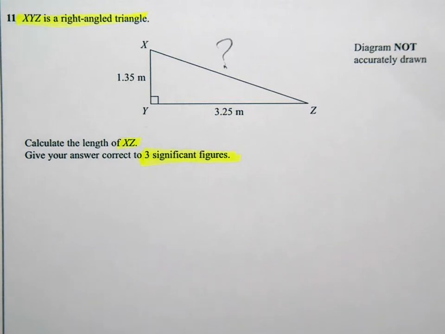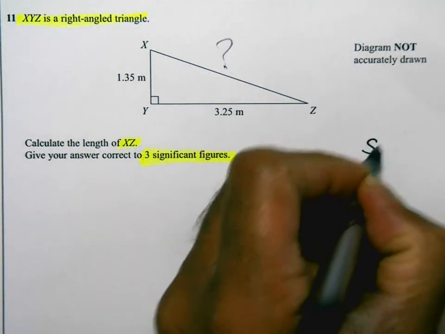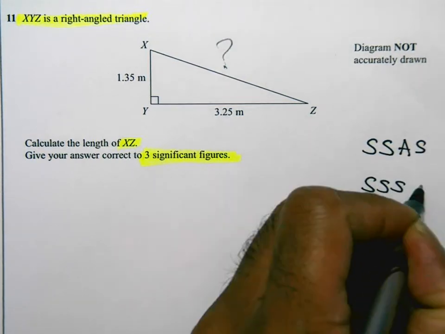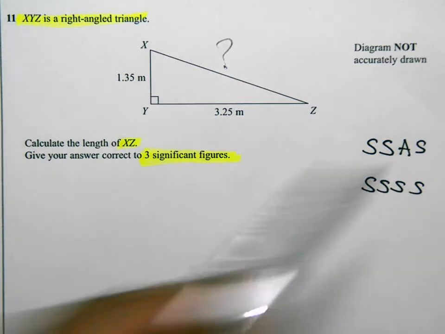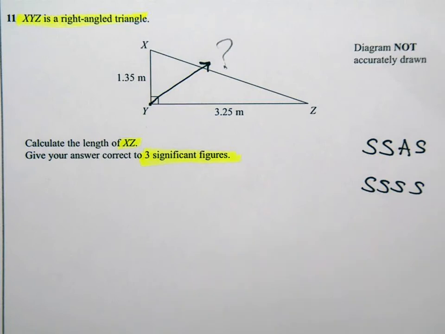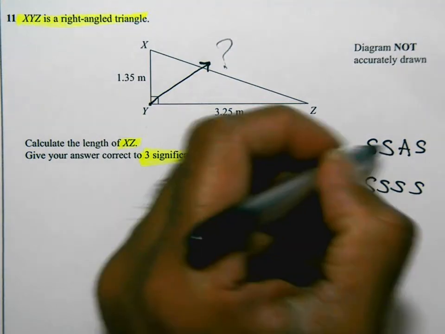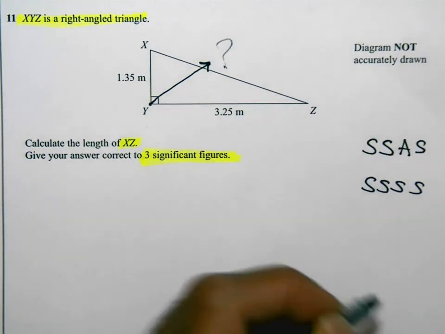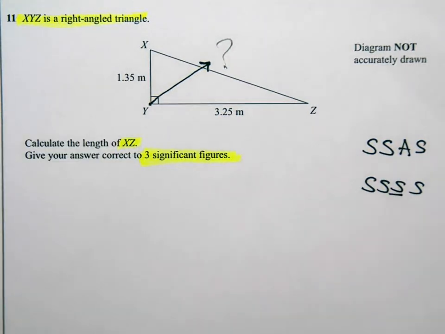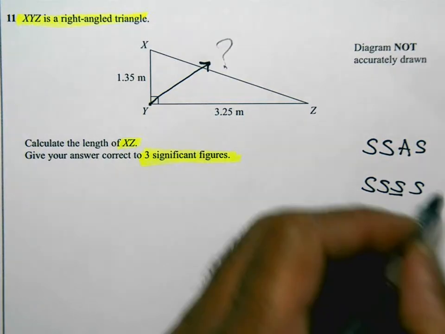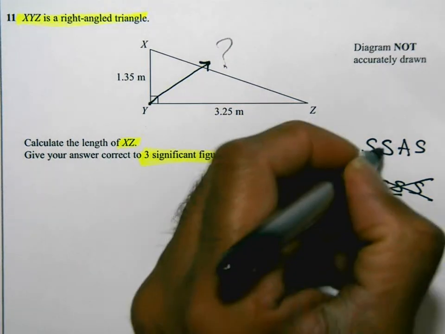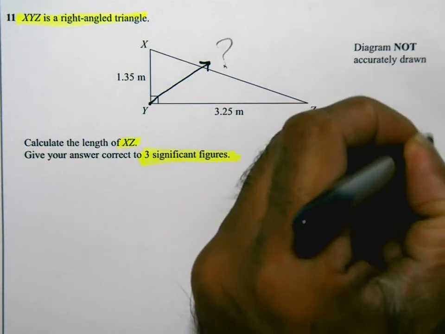When you come to a Pythagoras question, you either need to do square, square, add, square root, or square, square, subtract, square root. In this case, because I want to work out the hypotenuse, the side opposite the right angle, it's going to be square, square, add, square root. It's not one of the shorter sides, it's actually the longest side, the hypotenuse. So I want to square, add, and then square root.